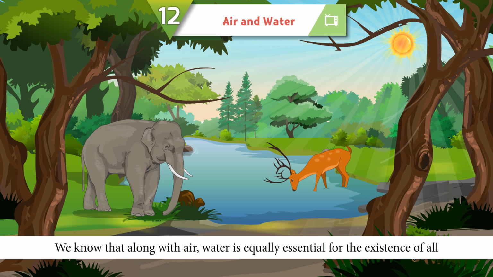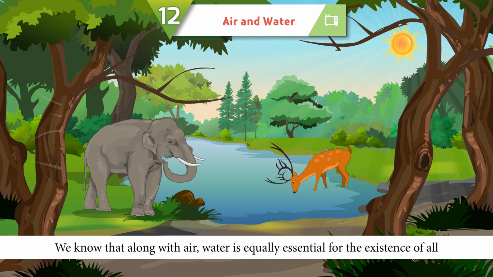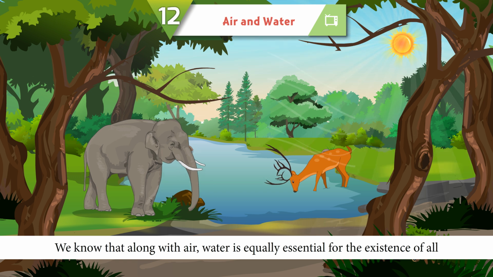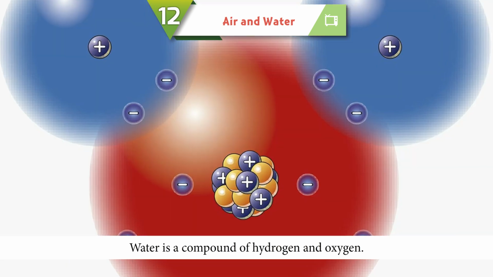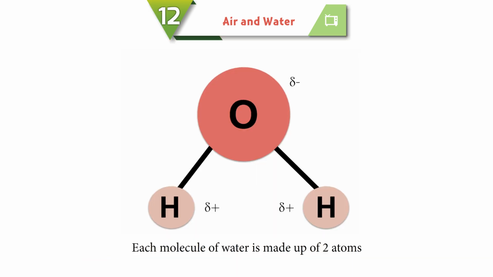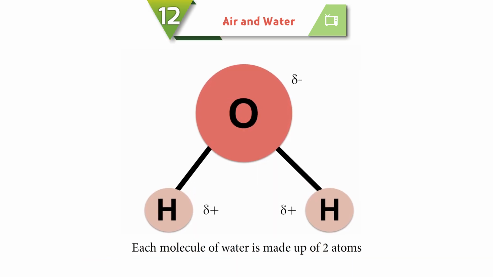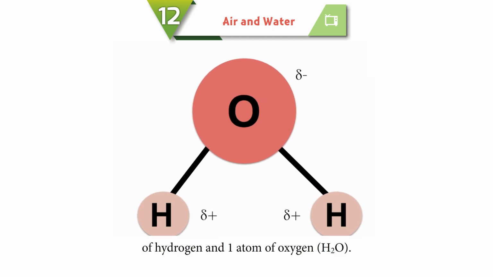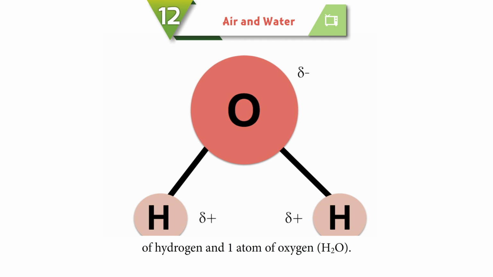Water. We know that along with air, water is equally essential for the existence of all living things. Water is a compound of hydrogen and oxygen. Each molecule of water is made up of 2 atoms of hydrogen and 1 atom of oxygen, H2O.